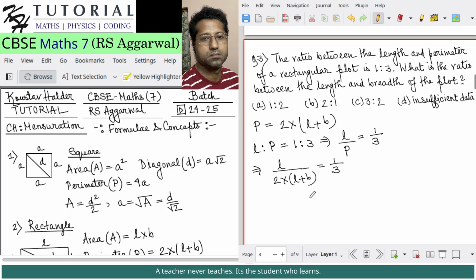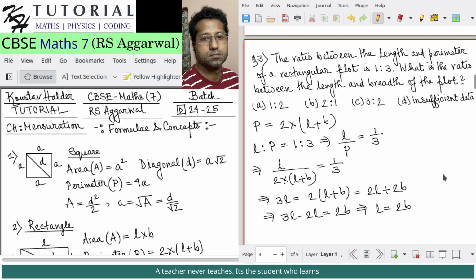Now, if we cross multiply, we get 3L is equal to 2 into L plus B. This is equal to twice L plus twice B. So we have 3L is equal to 2L plus 2B. If I bring the L terms to the left hand side, I have 3L minus 2L is equal to 2B. This implies L is equal to twice B. So we have found the length is 2 times the breadth.